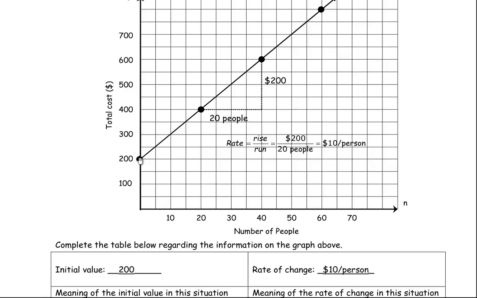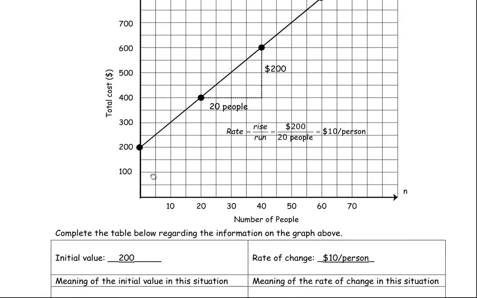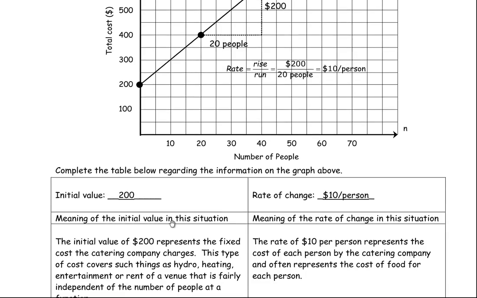So first of all, where that line goes through the vertical axis, we could call that the cost axis because there's a C up here. That is the initial value, the $200. So the meaning of the initial value is that it represents the fixed cost the catering company charges.